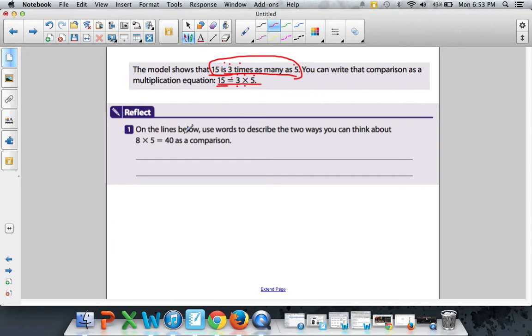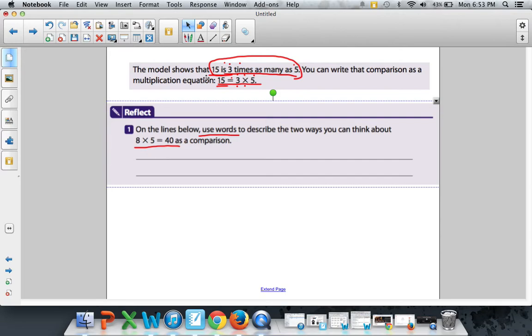On the lines below, use words to describe the 2 ways you can think about 8 times 5 equals 40 as a comparison. Use words. Here are some words in the circle I drew, and here's an equation. They're connected. Now they're asking you to connect your own words to a new equation. Not too hard. Check it out.